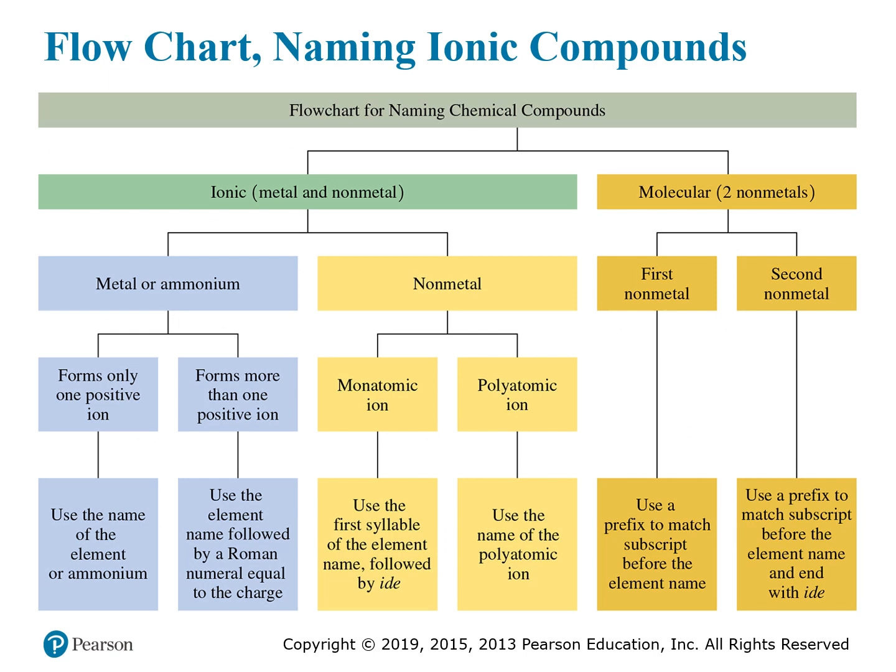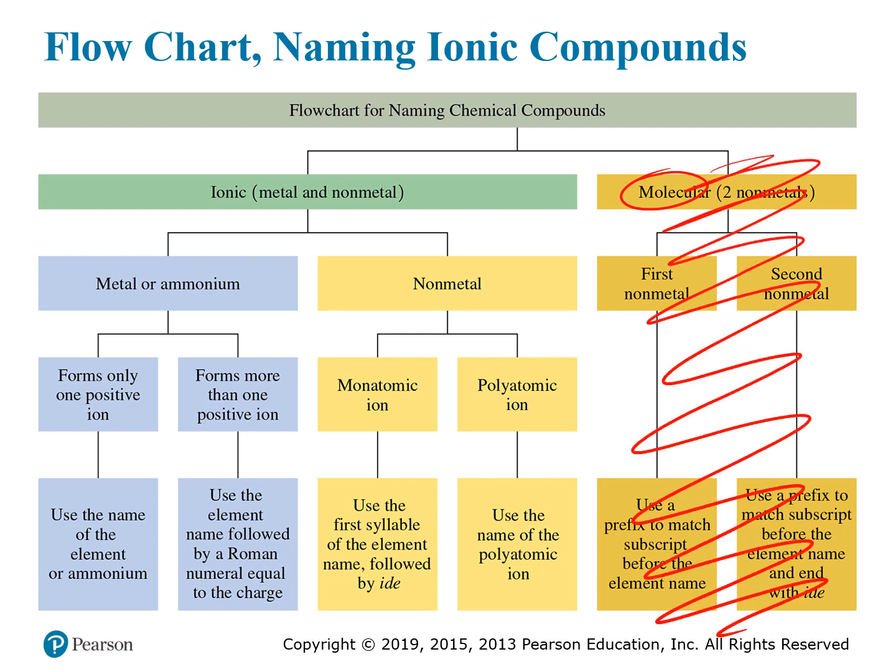This is a useful flowchart for naming chemical compounds. We're only dealing with ionic compounds right now. We haven't gotten to covalent or molecular compounds yet, right? The molecular compounds are over here, so we're going to ignore this side of the chart for now. We'll come back to it after we finish that part of the chapter and we've learned how to name covalent or molecular compounds. But for now, we start with the ionic side.